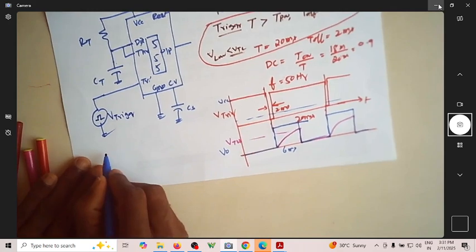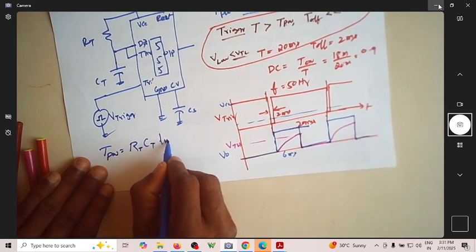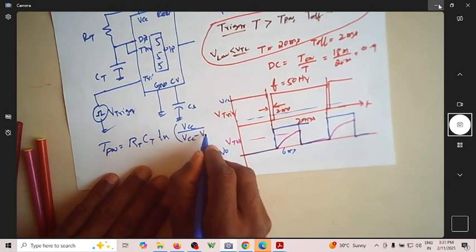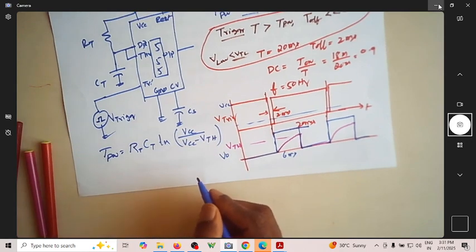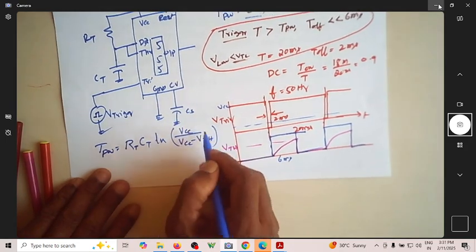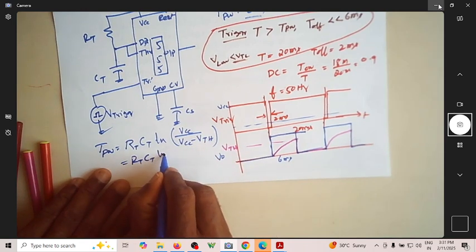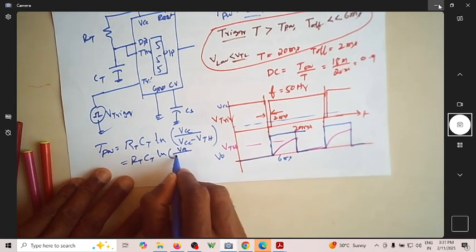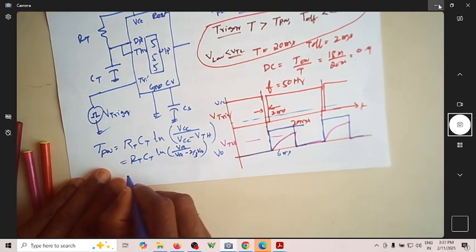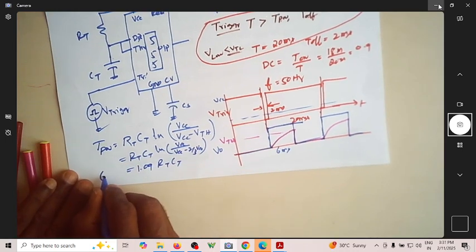So all of you know that the pulse width T is given by RT CT ln of VCC by VCC minus VTH. Now since VTH is 2/3 of VCC, this is RT CT ln of VCC by VCC minus 2/3 VCC. This happens to be ln of 3, and ln of 3 is 1.09 RT CT. So this is 6 millisecond.